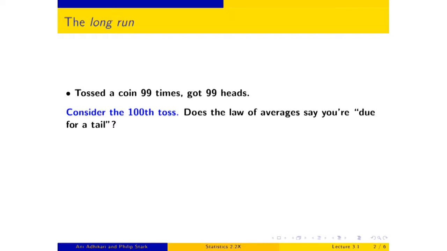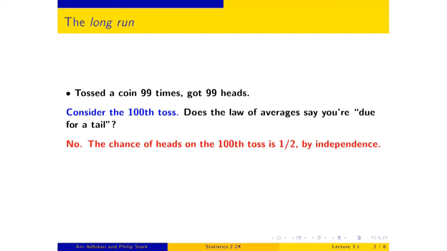Well, if you believe the tosses are independent, then no matter what happened on the first 99, the chance that toss number 100 comes up heads is one half. That's right. The chance does not change for the 100th toss based on information on the first 99 tosses. That is exactly what independence says.